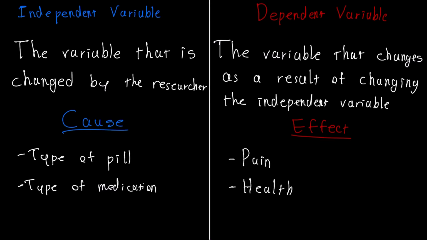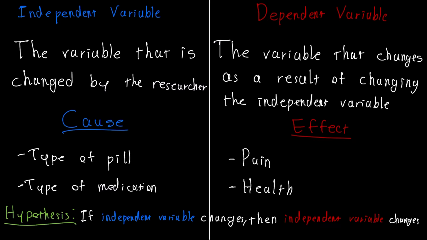And so if you want to identify the dependent and independent variables from looking at a hypothesis statement, a hypothesis is always going to be in an if-then statement. After the if, the independent variable is going to come, and then after the then, the dependent variable is going to come.